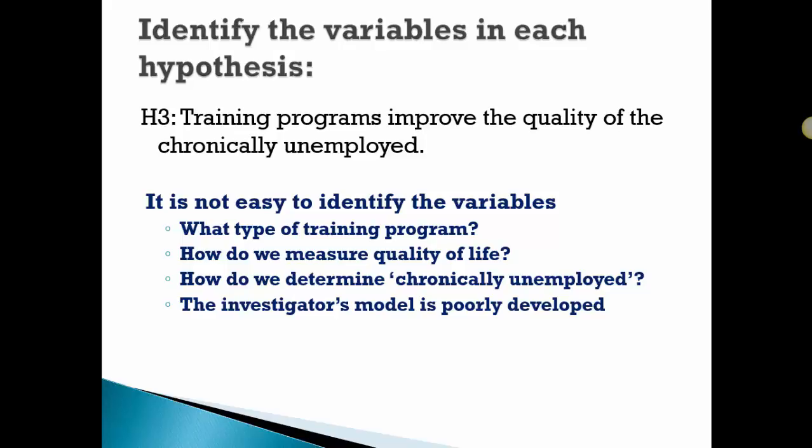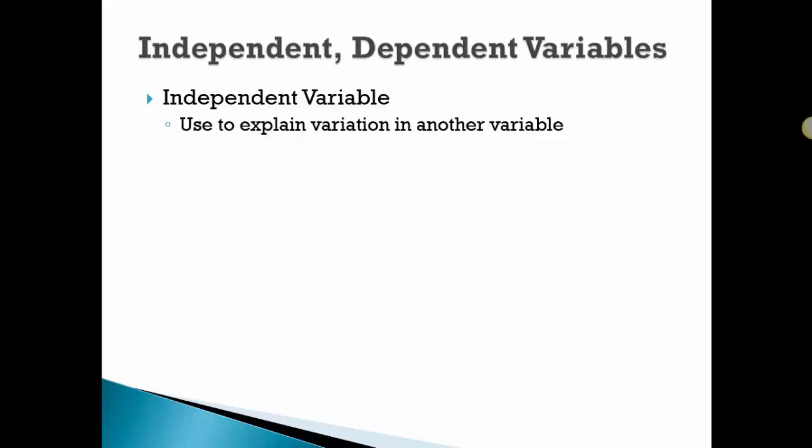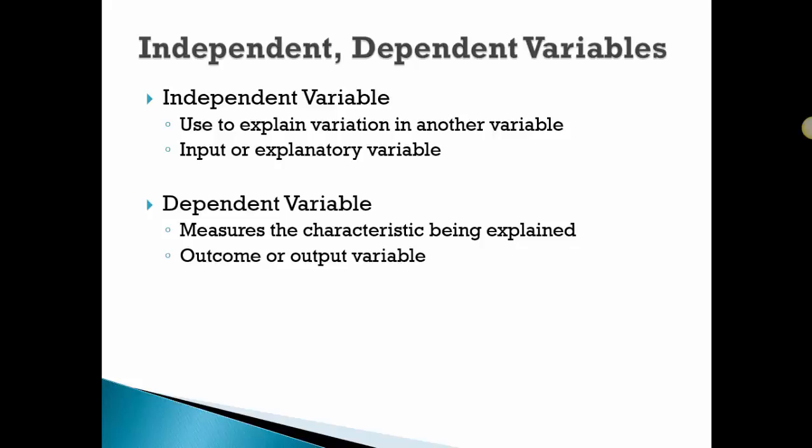to collect it from. I mentioned earlier independent and dependent variables. The independent variable is used to explain variation or change in another variable. It's what we call the input or the explanatory variable. Another word you may hear is predictor variable. And then the dependent variable measures the characteristics being explained, and it's the outcome or the output variable or the predicted variable.